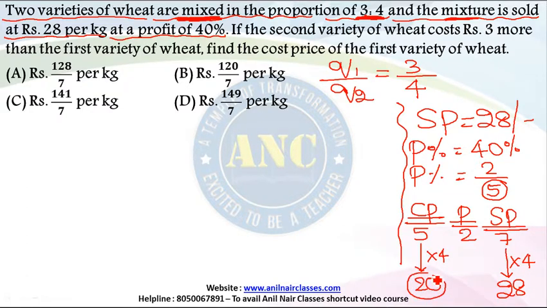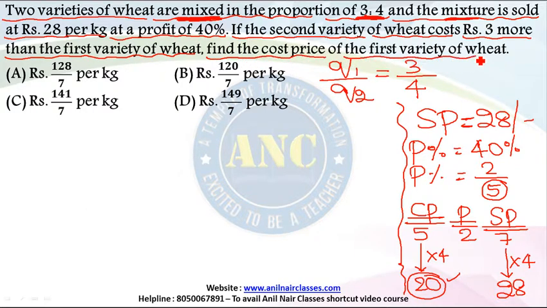Sir, why are you taking cost price into account? Let us understand in the next 1 minute of time. Saying 40% profit sold at 28 rupees is also equivalent to saying the cost price of that product is 20 rupees. All are absolutely same. Now, read the next statement. If the second variety of wheat costs 3 rupees more than first variety of wheat, find the cost price of first variety of wheat.